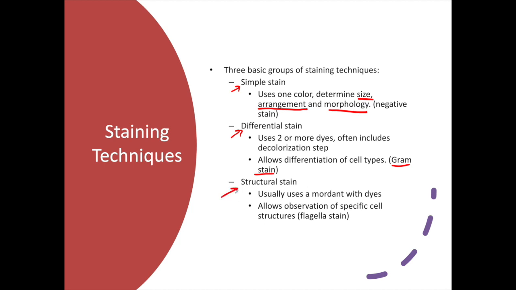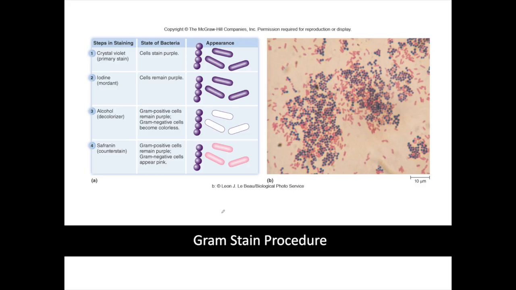Last but certainly not least is the structural stain. We use a structural stain to look for specific structures, such as a flagella or endospore or capsule, those sorts of things. Now, we don't 100% classify a staining technique into one of these three categories. You can have something like an endospore stain that is a combination of both differential and structural. But these staining techniques are just a basic guide for the types of techniques that are used to observe bacteria.